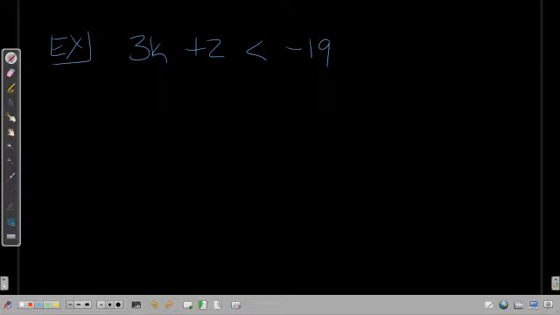So I would need my additive inverse of 2. It yields for me that 3k is less than minus 21. I divide by 3 on both sides and get that k is less than minus 7.